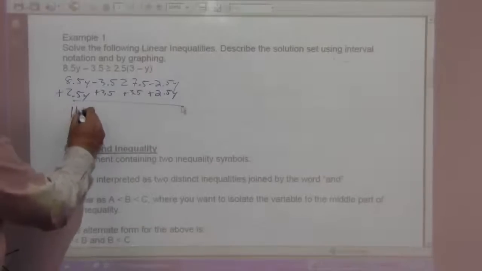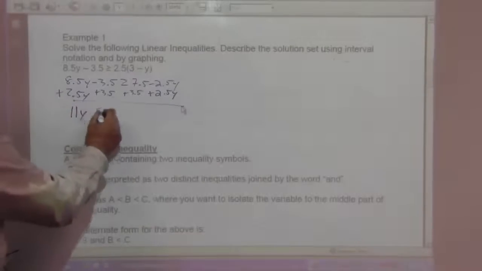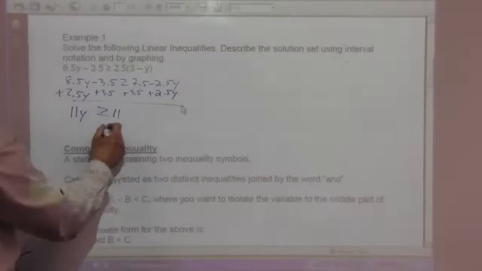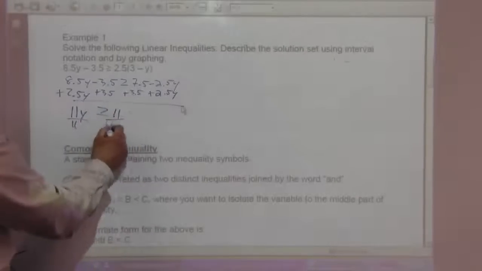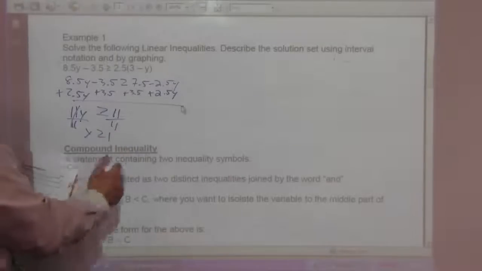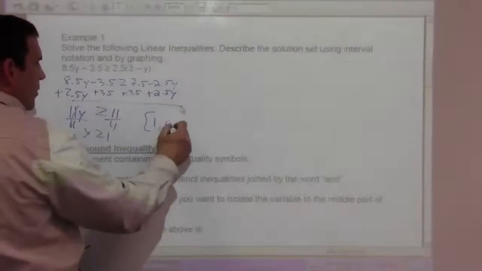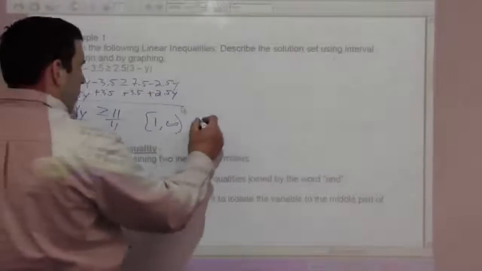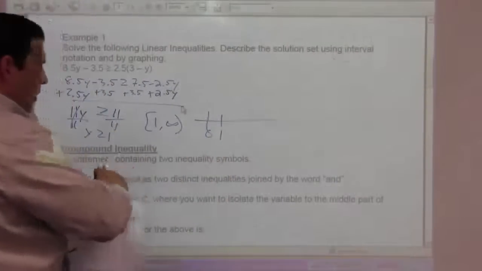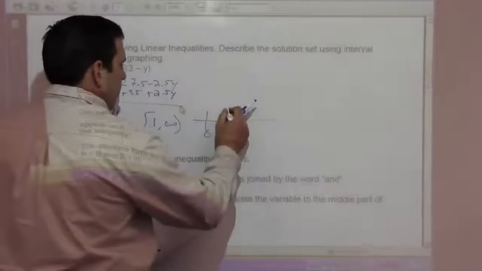So this is 11y is greater than or equal to 11. Divide by 11. y is greater than or equal to 1. So that's going to go from 1 to infinity. Or here's your 1, from here on.